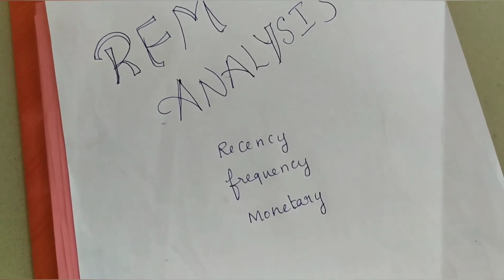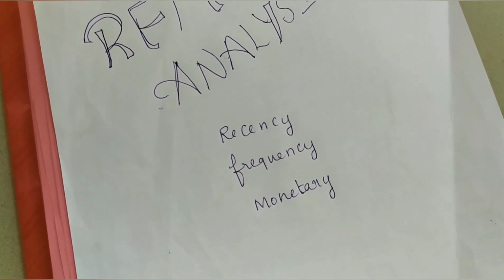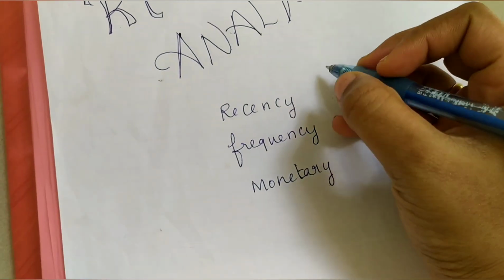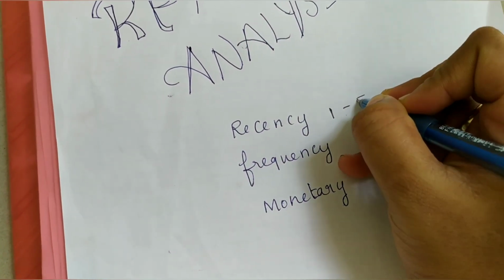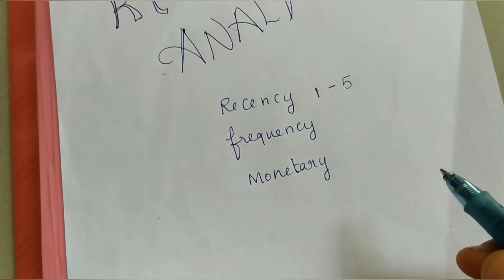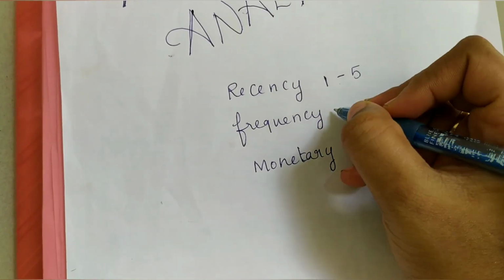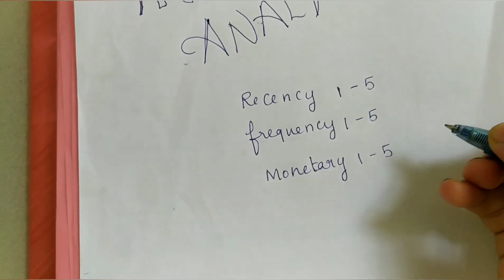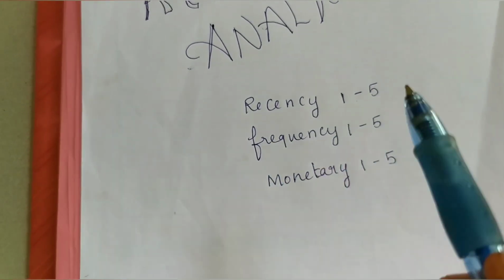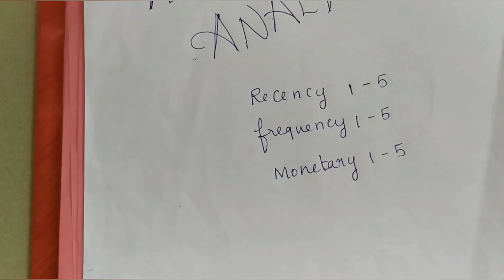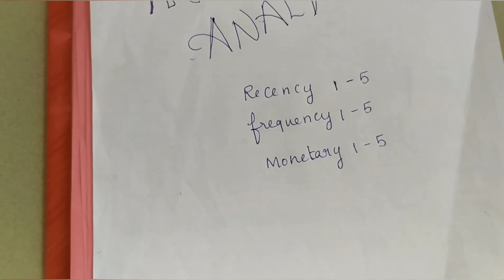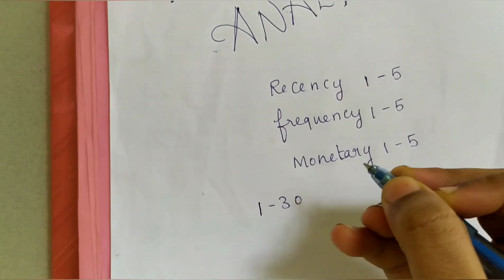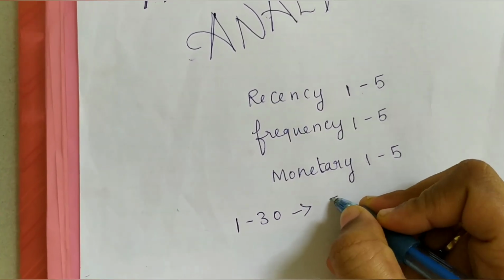Recency, frequency and monetary are measured on a scale of 1 to 5. So we give points from 1 to 5 to recency, and also for frequency 1 to 5, and also for monetary. We have to divide the recency into certain buckets. For example, if the customer has transacted within the last 1 to 30 days, we give him a point of 5.